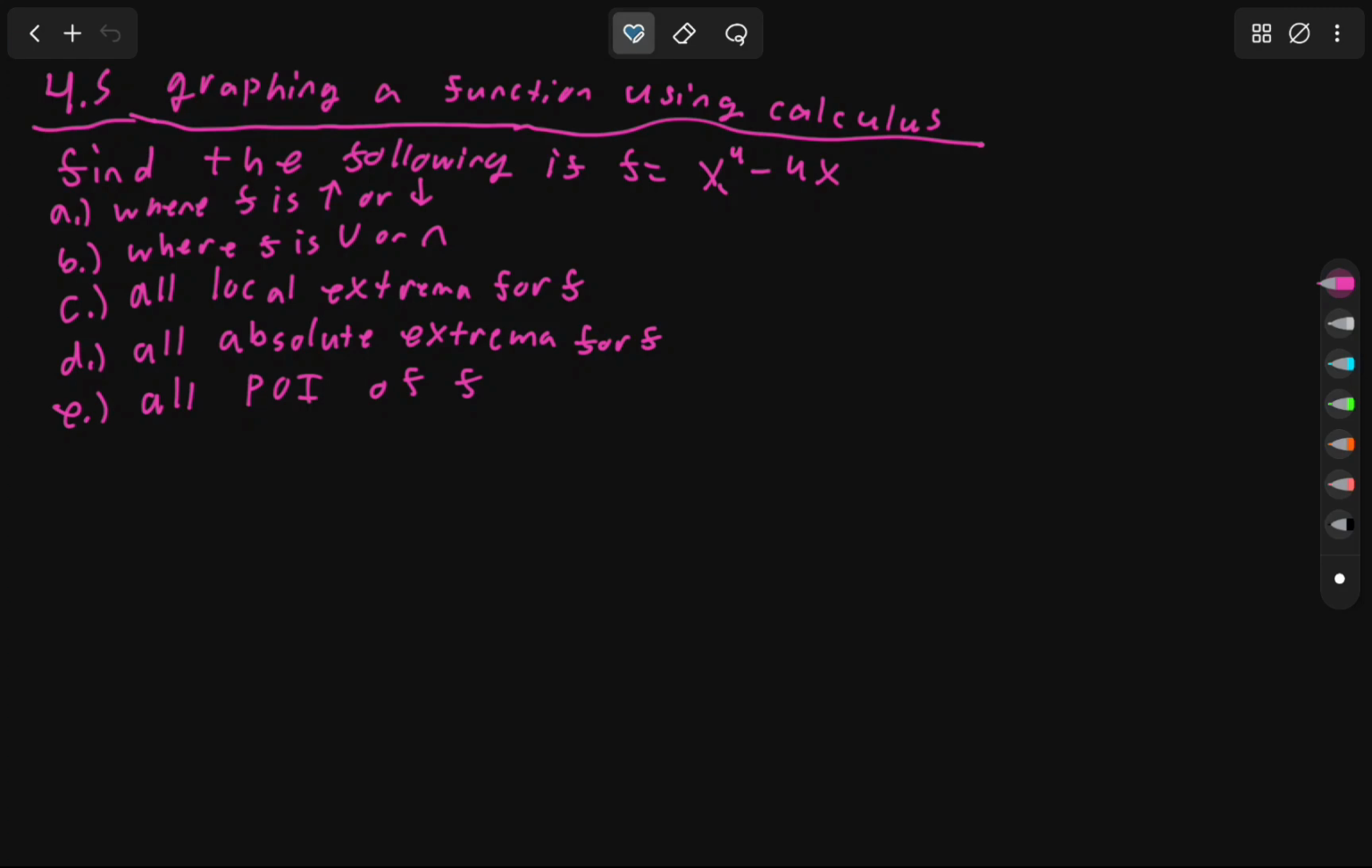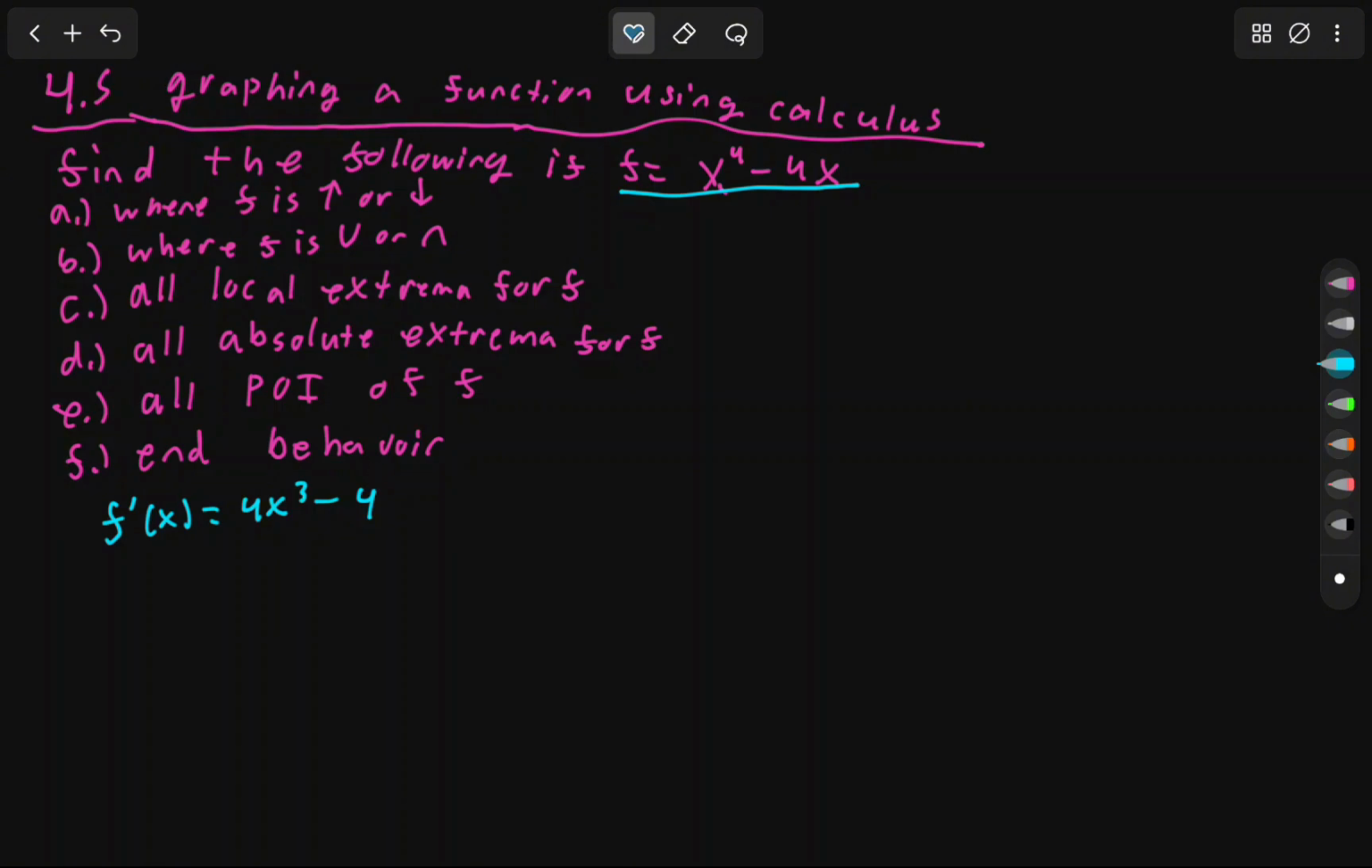So, of course, we have to start out by knowing the basics. Alright? And I'm actually going to add in one more thing here, the end behavior. Alright. So, we want to find the following if f of x is equal to x to the fourth minus 4x. So what we have to do is start out by taking the derivative. So we get f prime of x is equal to 4x cubed minus 4. Alright.